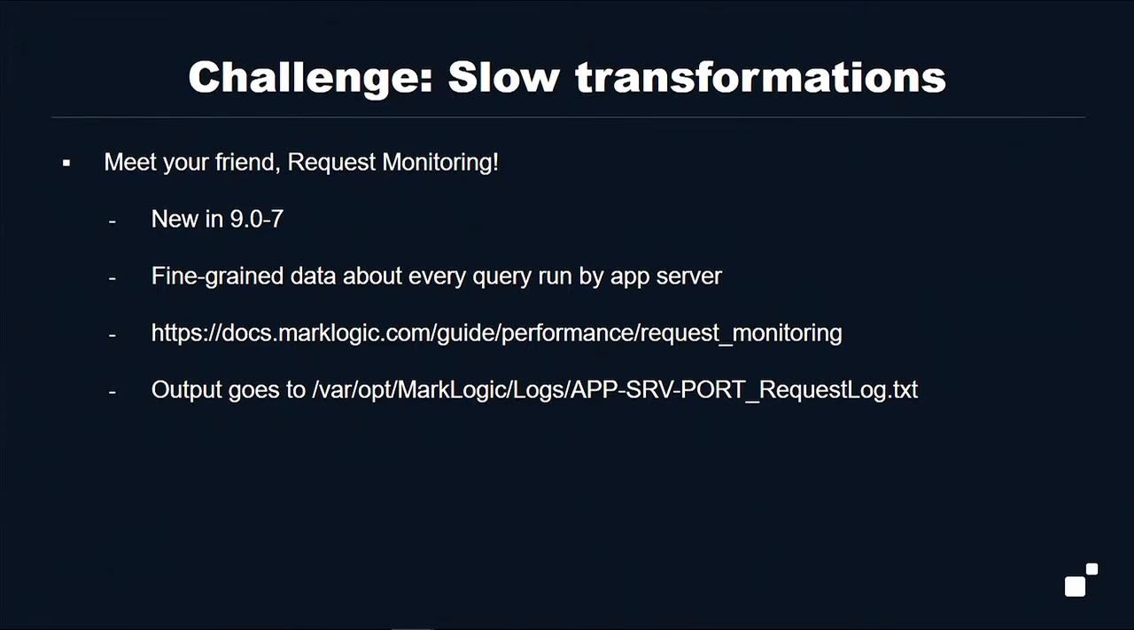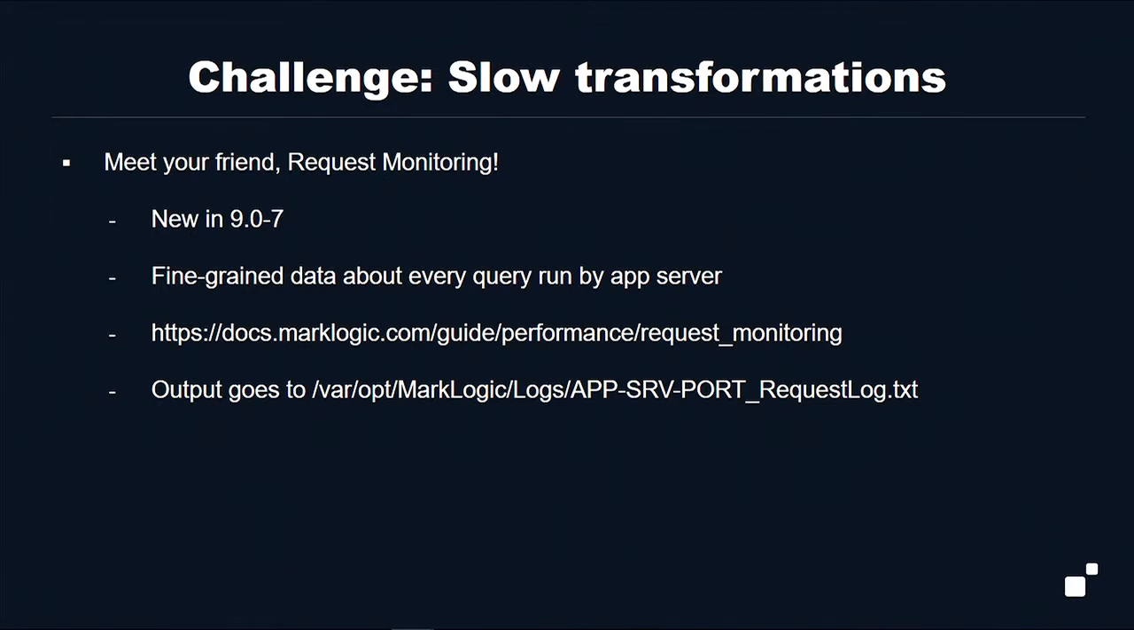For those of us that like RStudio, maybe we could use that tool as well. But basically, what it does is it provides you a text file that you can use however you want, if you want that level of detail. I just have a link here to the docs because it's a newer feature. I just wanted to make sure I called out where it was located. And the output goes to the usual place, except you get your app server port request log.txt.